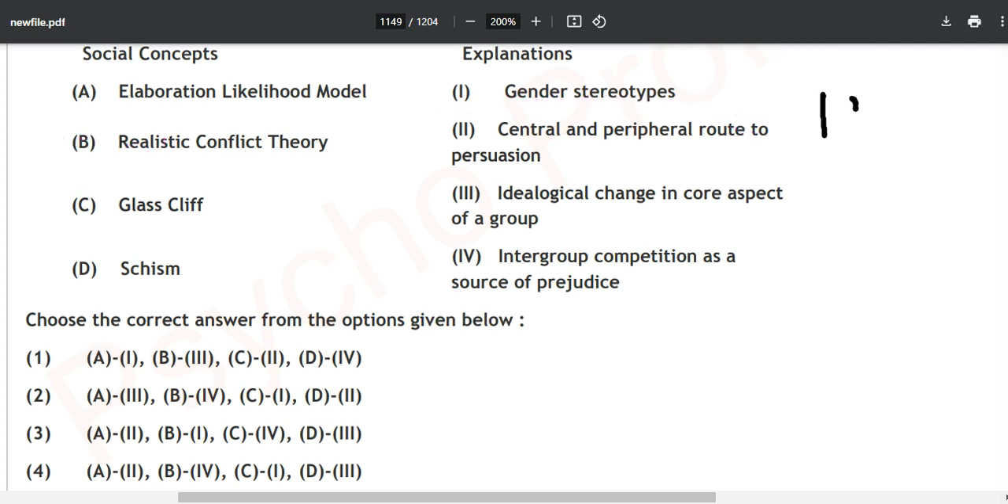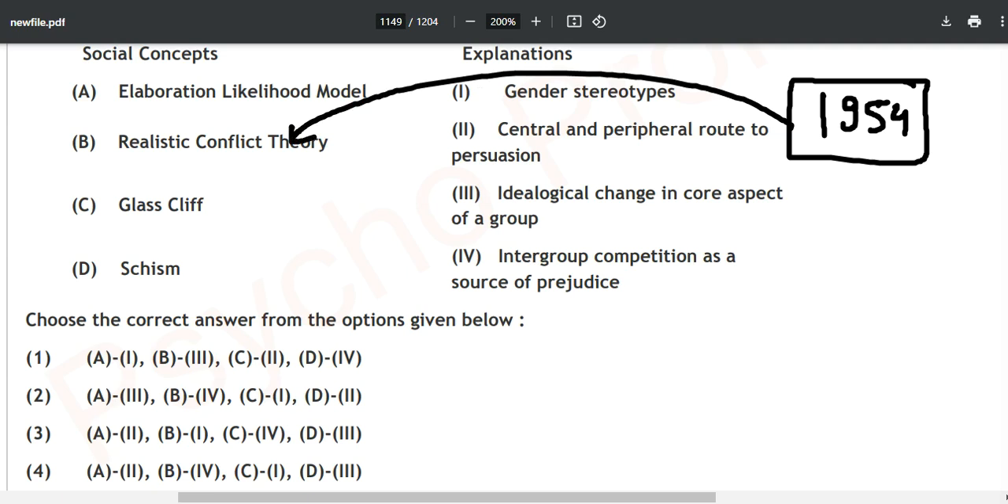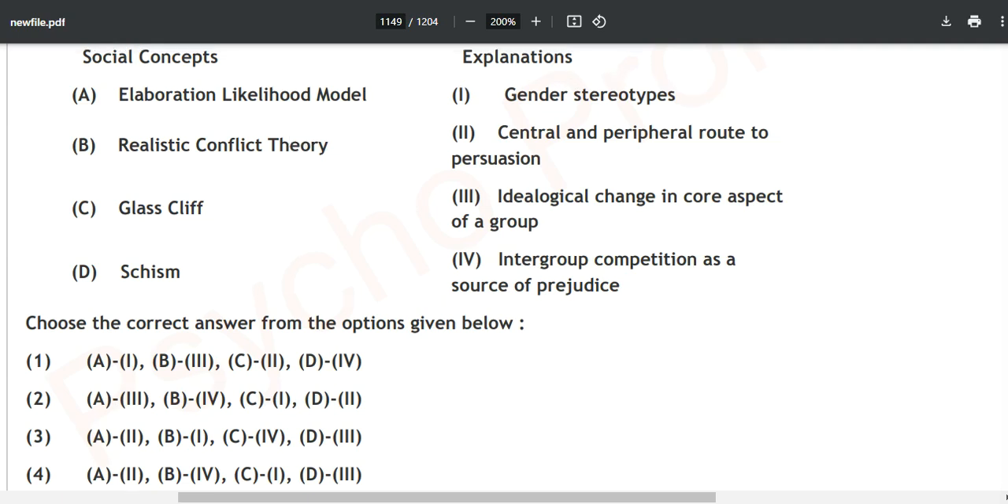So in 1954, he did that experiment on cooperation and competition, and this is related to realistic conflict theory. Now, what will you mark? Gender stereotypes? No way, this is already done. Ideological change and core aspect of a group? No. Intergroup competition? Yes, what I just told you. Intergroup competition as a source of prejudice.